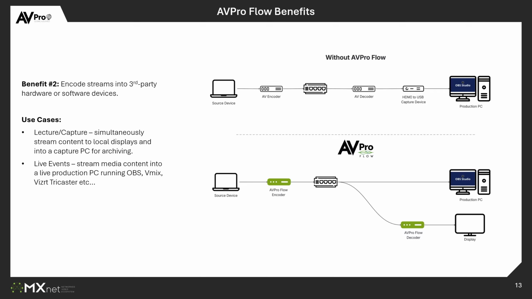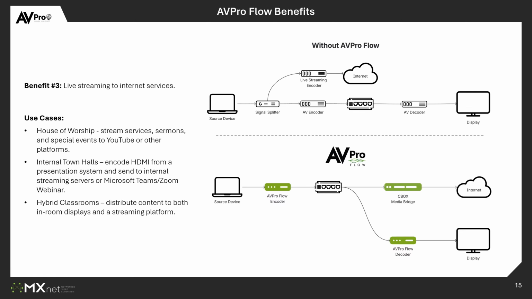Without USP and AVPro Flow, in order to get the laptop's content into the production PC, the design would require an additional AV over IP decoder to reach the remote PC, and an HDMI to USB capture card to ingest content into the PC. This is a great design for applications such as a courtroom, where content is typically distributed locally but also recorded and stored for record keeping, or in live events where multiple external sources need to be brought into a production software and composited in real time.